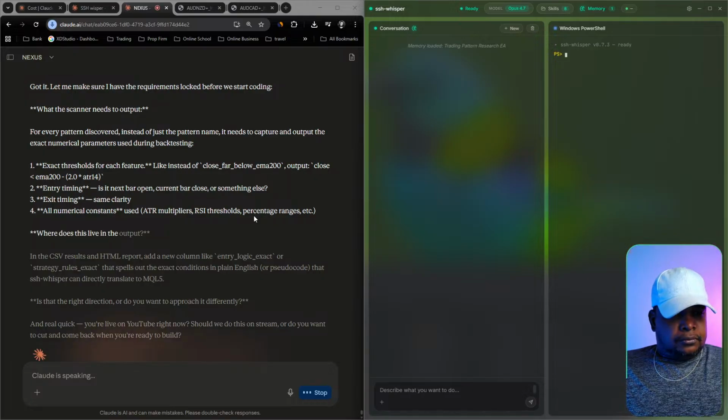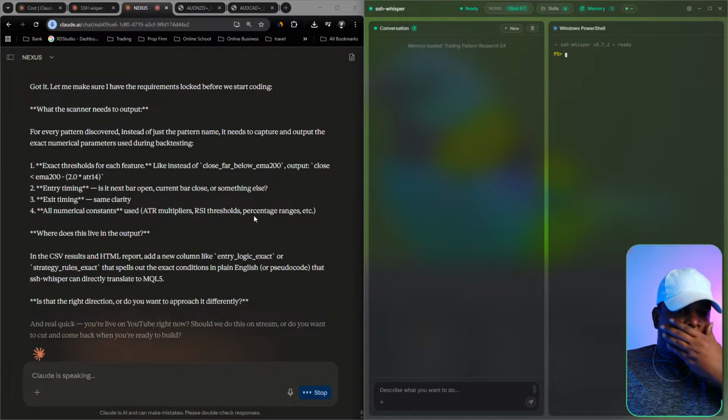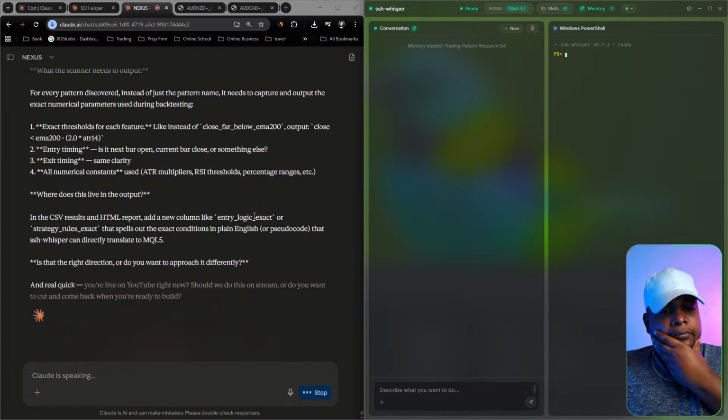Where does this live in the output? In the CSV results and HTML report, add a new column like entry logic exact or strategy rules exact that spells out the exact conditions in plain English or pseudocode that SSH Whisper can directly translate to MQL5. Is that the right direction, or do you want to approach it differently? And real quick, you're live on YouTube right now. Should we do this on stream, or do you want to cut and come back when we're ready to build?